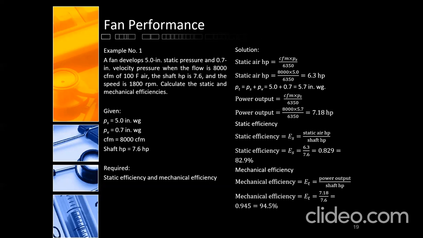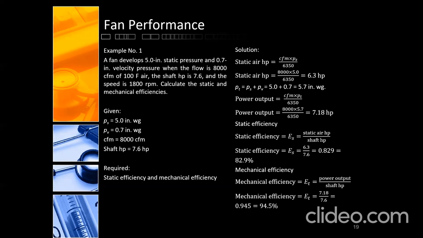Given: P sub S is 5.0 inch water gauge, P sub V is 0.7 inch water gauge, CFM is equal to 8,000 CFM, shaft power is 7.6 horsepower. Required is the static efficiency and the mechanical efficiency.